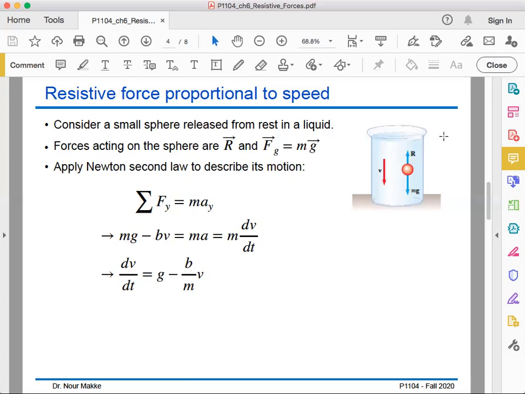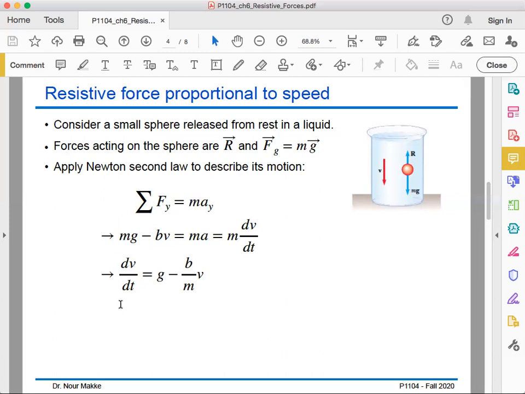So if we take the y-axis to be downward, it's just taken like that. I mean, you can take it upward as well, but we have taken it downward because v is pointing downward in this case. Then we end up with mg minus b times v is equal to ma. And don't forget that a is nothing else than the derivative of the velocity with respect to time.